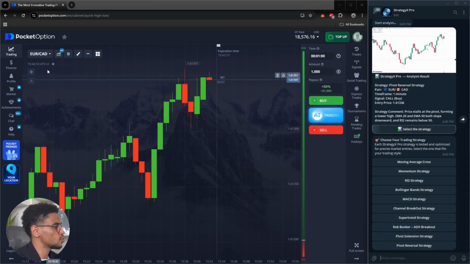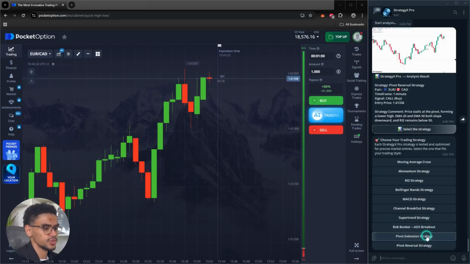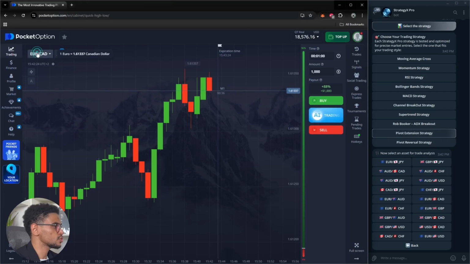So let's go ahead, do one more trade. We're already profiting pretty good, 4.5k I think. So let's do one last trade right here with the pivot extension strategy. We did one with reversal, so same process.